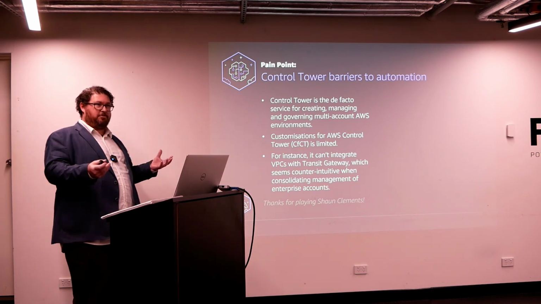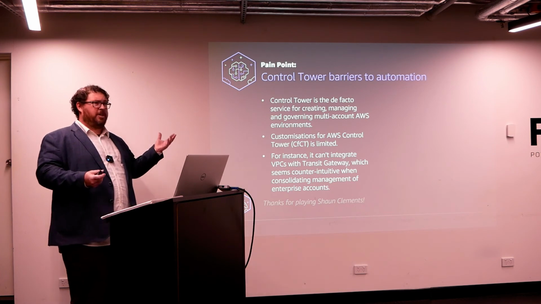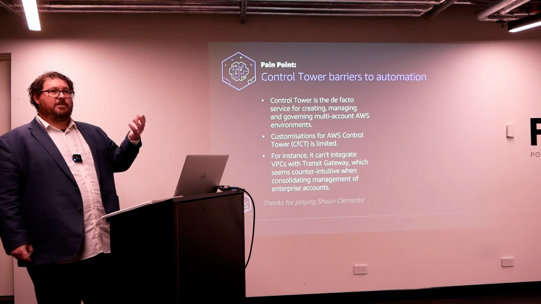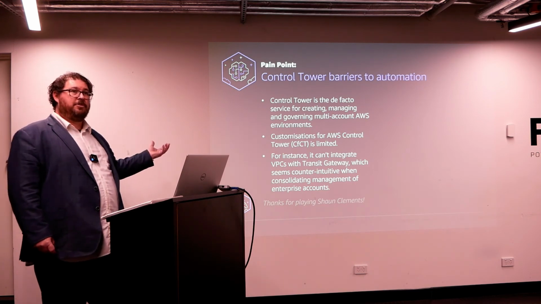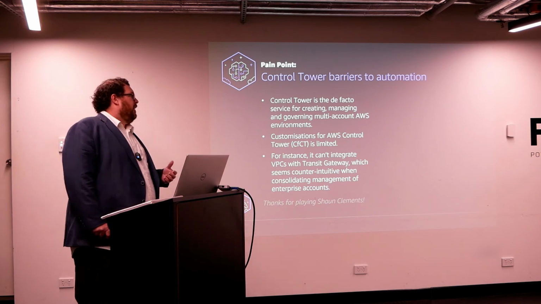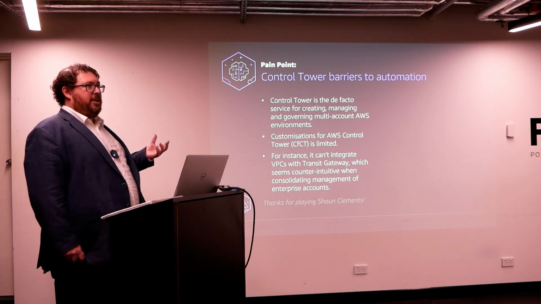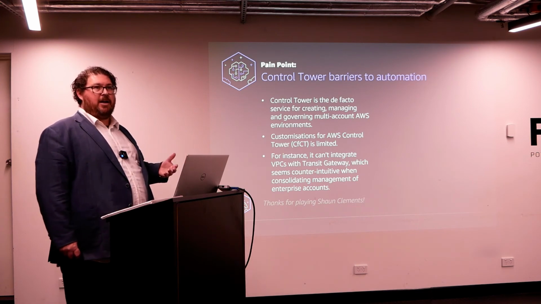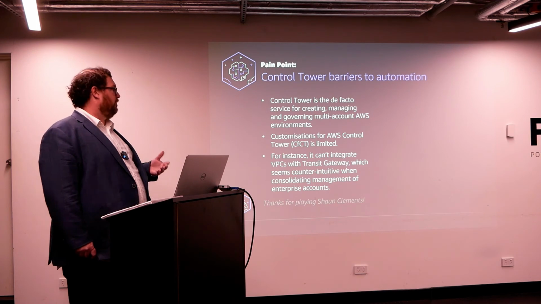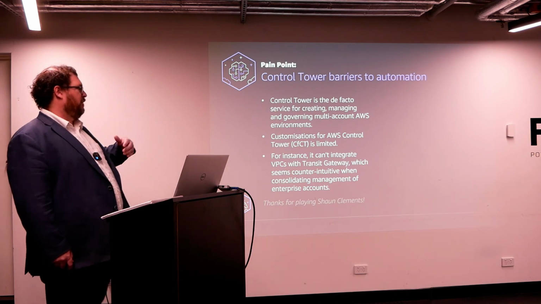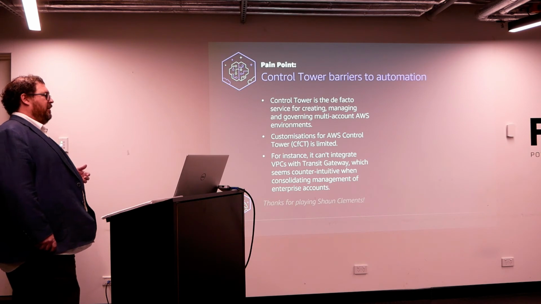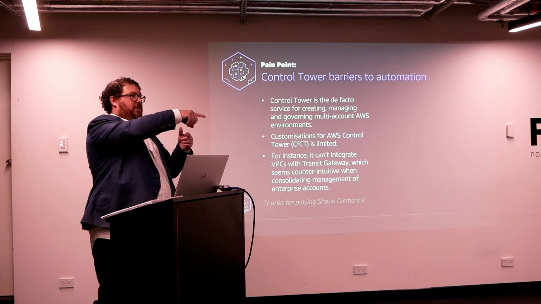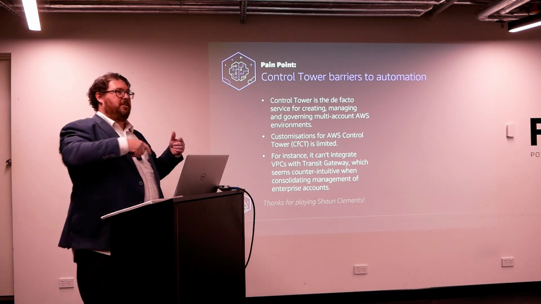We want the networks to be configured, because Control Tower will create you a VPC in a new account that you create. You may want that to access resources in another account's VPC. Theoretically, there's a way to configure Control Tower to do this, but practically there are quite a few barriers to full automation. An example that we've got here is not being able to integrate VPCs with Transit Gateway, the service that we use to connect up our VPCs in different accounts.